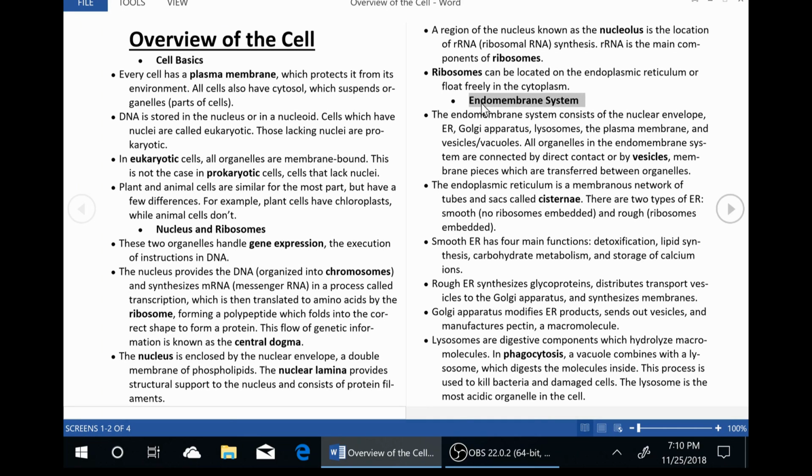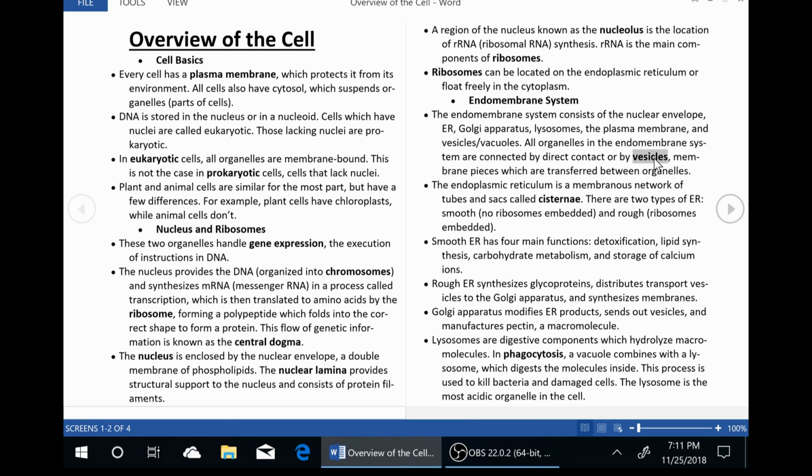So then we have the endomembrane system, which is our third major theme. The endomembrane system consists of lots of organelles. It consists of the nuclear envelope, as we've described earlier, the endoplasmic reticulum, the Golgi apparatus, lysosomes, the plasma membrane itself, and vesicles/vacuoles. All organelles in the endomembrane system are connected by direct contact or by vesicles, which are also part of the endomembrane system.